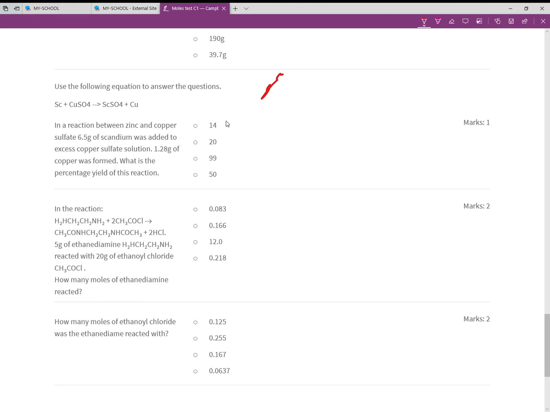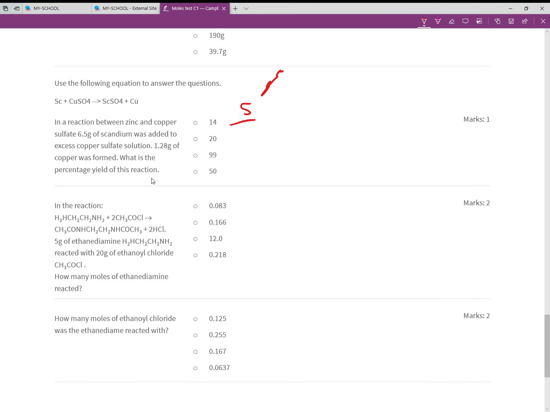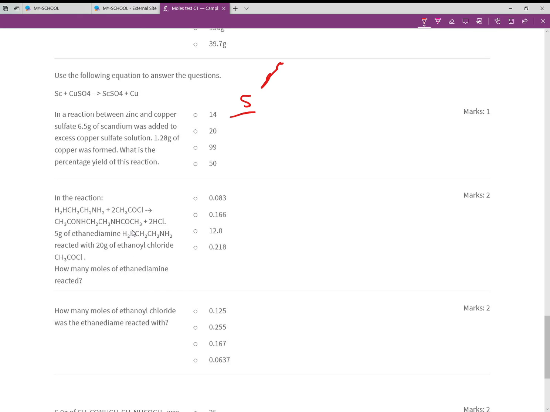Alright, so we have 5 grams of our ethane diamide, so we'll do 5 over the RFM of the ethane diamide. That should be a nitrogen there, and that should be a nitrogen there. So ethane diamide, we have 16 plus 14 plus 14 plus 16. So the RFM of that is 60. So our moles is going to be 5 over 60, which gives us 0.0833 moles of the ethane diamide.